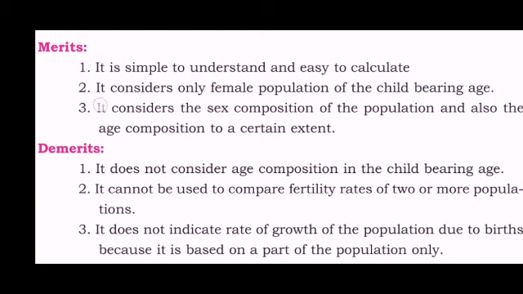And the third demerit is it does not indicate the rate of growth of population due to births because it is based on a part of the population only. As GFR is based on a part of the population, that is only female populations of childbearing age group, it doesn't consider the entire population, so it cannot tell the rate of growth, that is whether the population is increasing or decreasing. It doesn't tell regarding that.